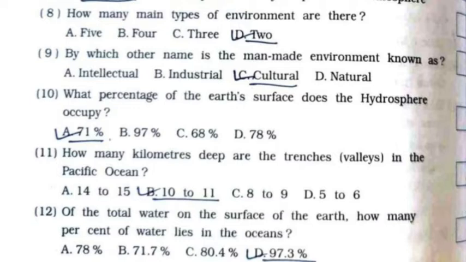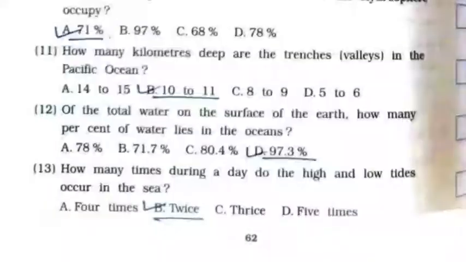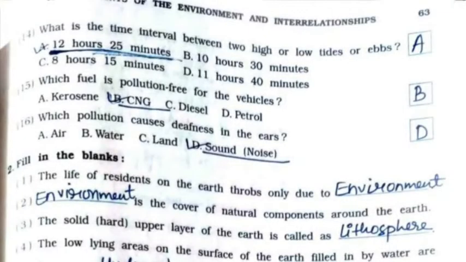12th, of the total water on the surface of the earth, how many percent of water lies in the oceans? It's option number D, 97.3%. 13th, how many times during a day do the high and low tides occur in the sea? It's option number B, twice. 14th, what is the time interval between two high or low tides or ebbs? It's option number A, 12 hours and 25 minutes.